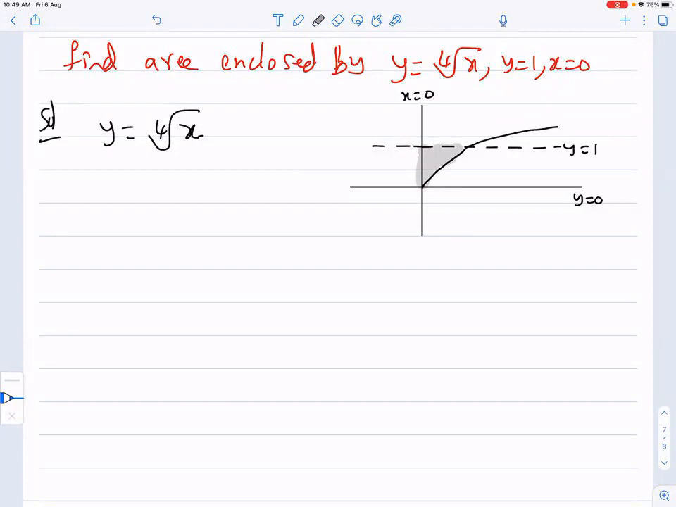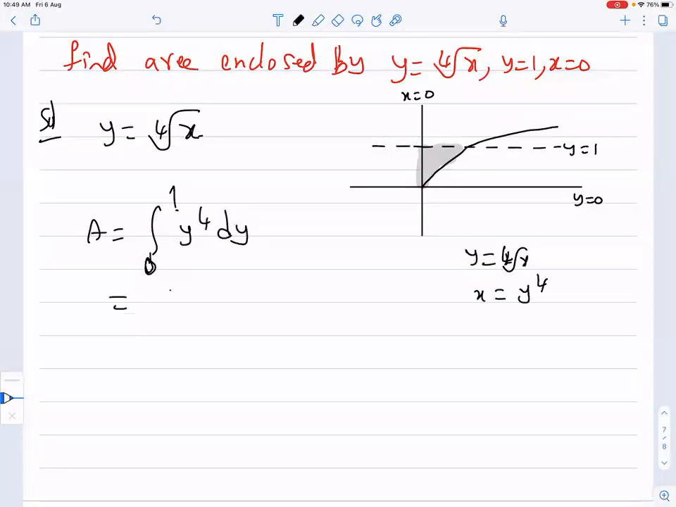Y from 0 to 1, so the area will be, on the positive side only, the integral from 0 to 1 of x dy. See, y is 4th root of x. What is x? Y raised to 4. Y raised to 4 dy. Integration is y raised to 5 upon 5 from 0 to 1. That is 1 upon 5. That's our answer. Please write.